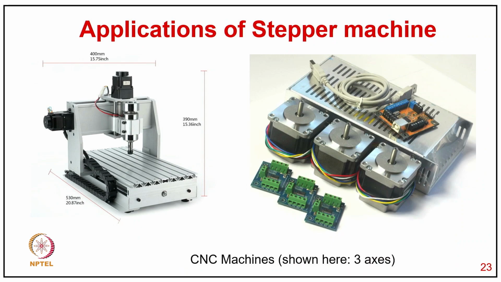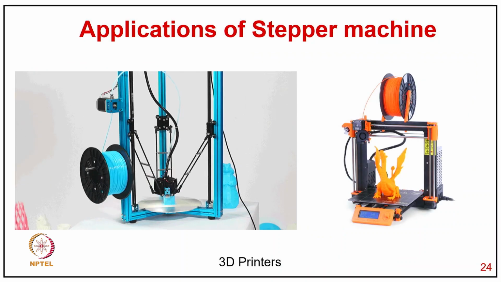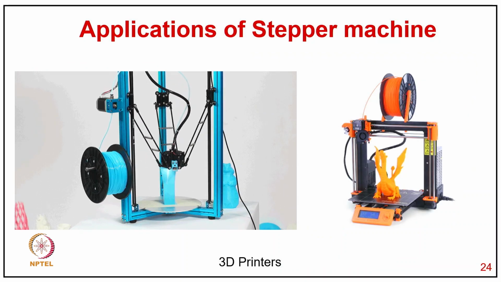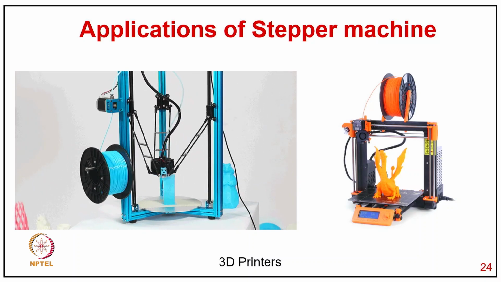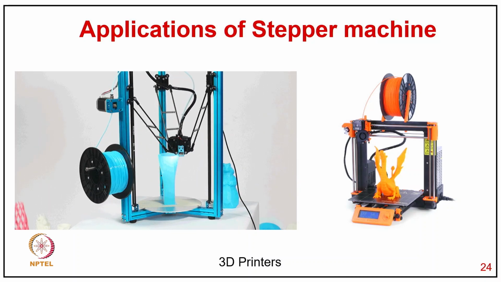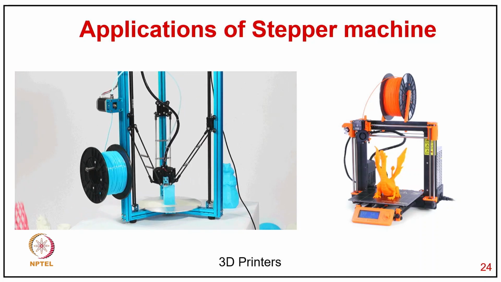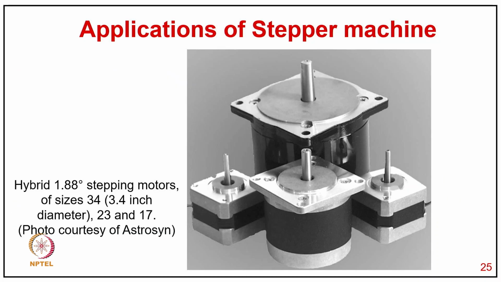Then numerical control machines, CNC machines, where typically for all three axes, X, Y, Z, three motors are used. Then the 3D printers, as you can see in the animation photograph, how the stepper motors are used for providing the different kinds of actions in a 3D printer.